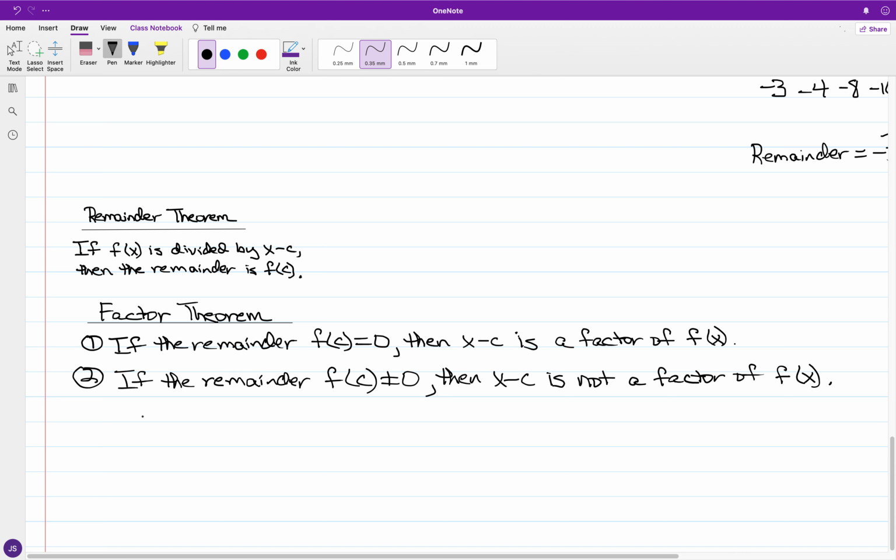Regarding number 48, now we have a given polynomial. Again, we have g of x is equal to 2x to the fourth plus 13x cubed minus 10x squared minus 19x plus 14.